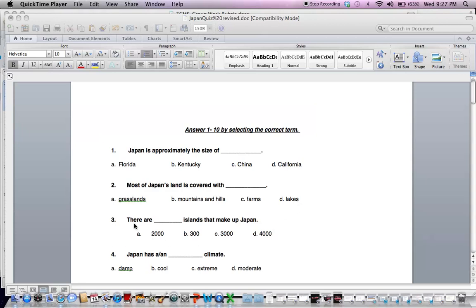Number 3, there are blank islands that make up Japan. How many islands make up Japan? Okay. A, 2,000, B, 300, C, 3,000, D, 4,000. Again, how many islands make up Japan?